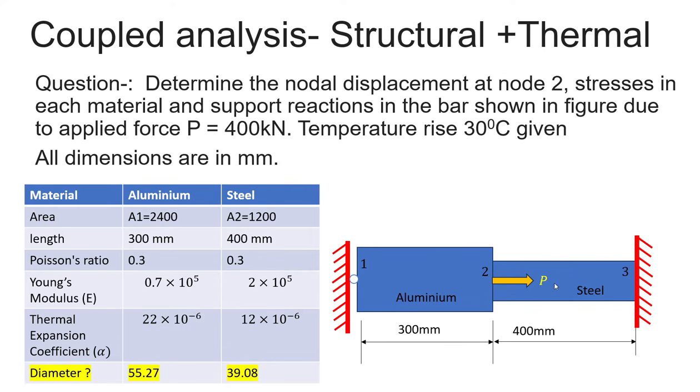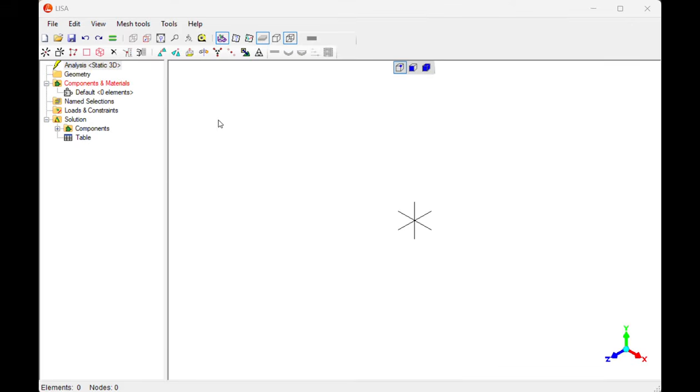If you see here, first and second and third node, the third node is fixed, and at the first node there is a hinge. So we are going to see how we can solve this problem in the LISA software. Let's start in the LISA software, coupled analysis.